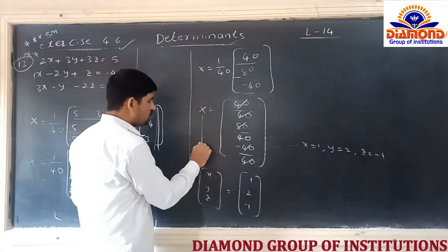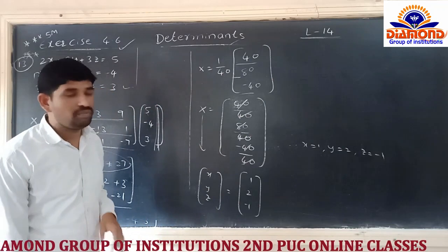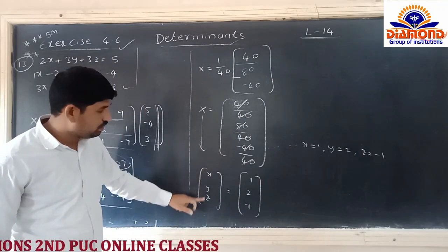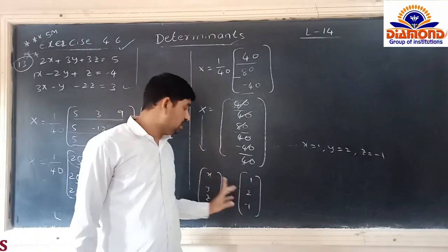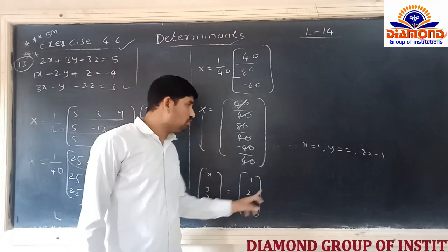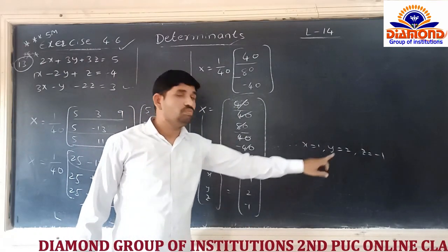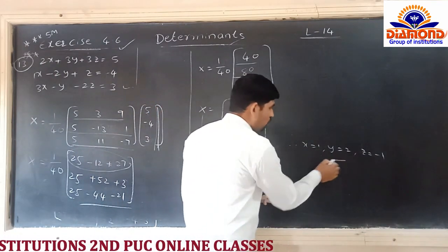But what is the capital X which is going to indicate here? That is the variable matrix, there is X, Y, Z. So by equating on both the sides, X is equal to 1, Y is equal to 2 and Z is equal to minus 1. Yes, this is our solution.